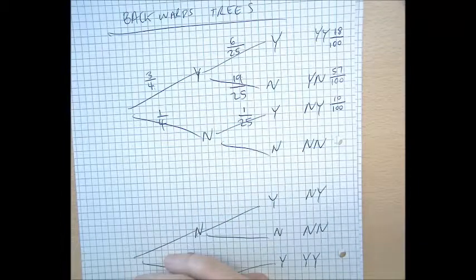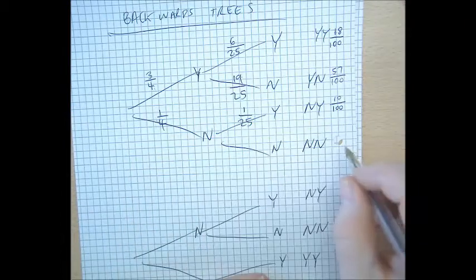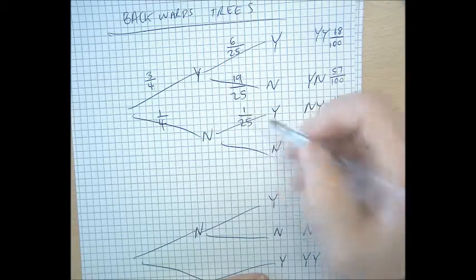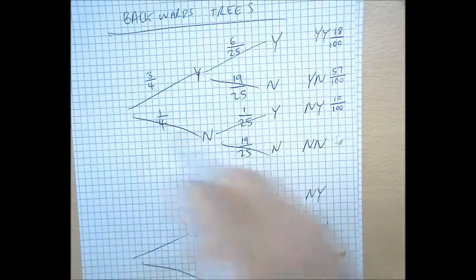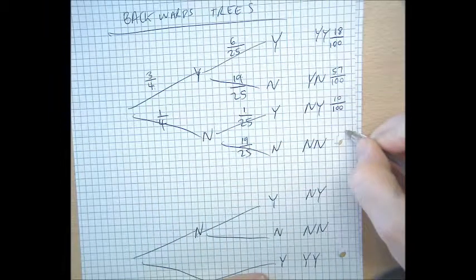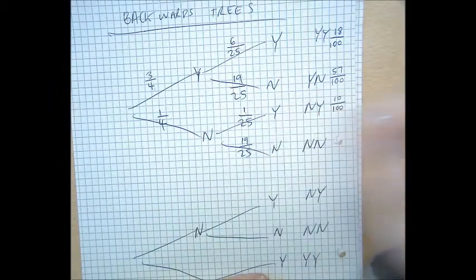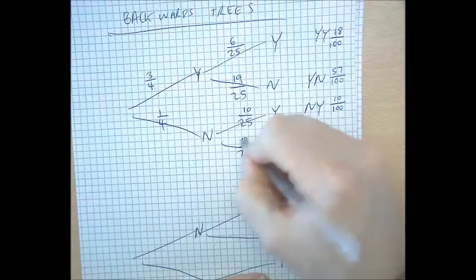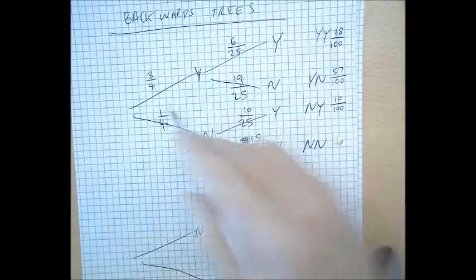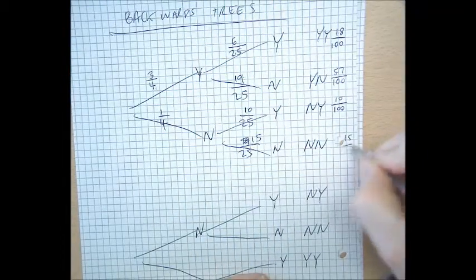If that's a 1, oh, wait on. If that's a 1 over 25, this is a 19 over 25. And if that's a 1 and that's a 19, and this has to be, oh, wait on, I don't know why I wrote that. If that's a 1 and that's a 10, this has to be a 10. So this has to be a 15. So 1 times 15 is 15. There we go, we're done.